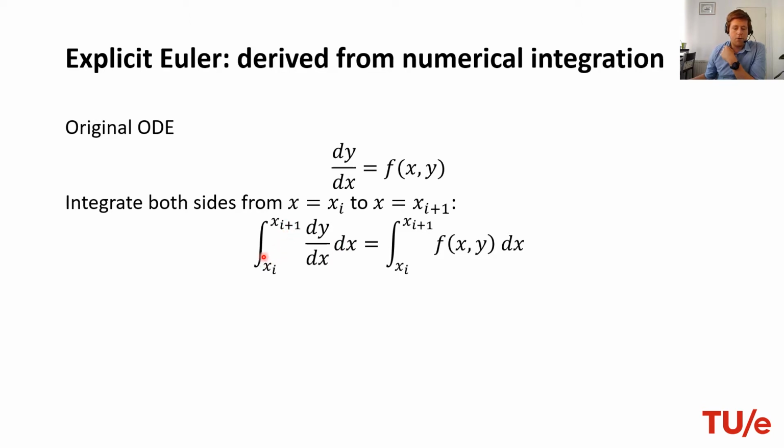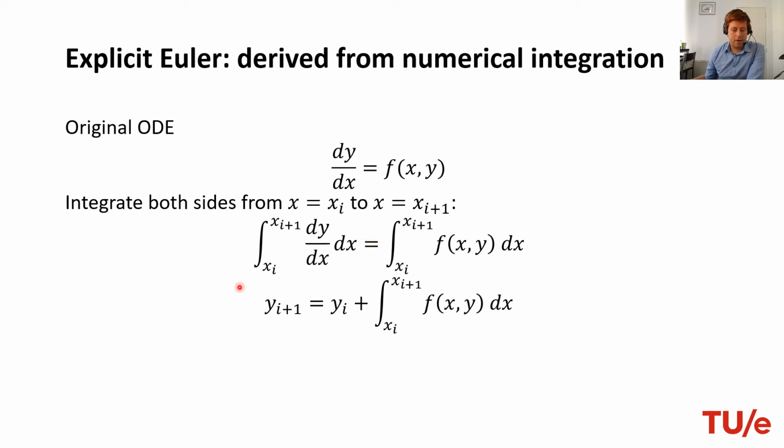You can easily work this out, and the left side will be y at i plus 1 minus y at i. So these are the numerical solutions at step i plus 1 and step i. The right-hand side is a bit less trivial because that requires us to integrate this function f, which could be a complicated function.